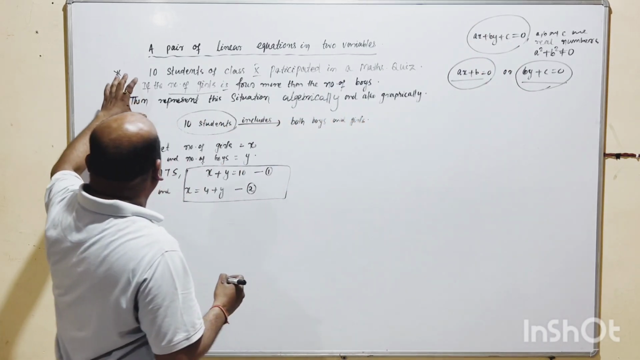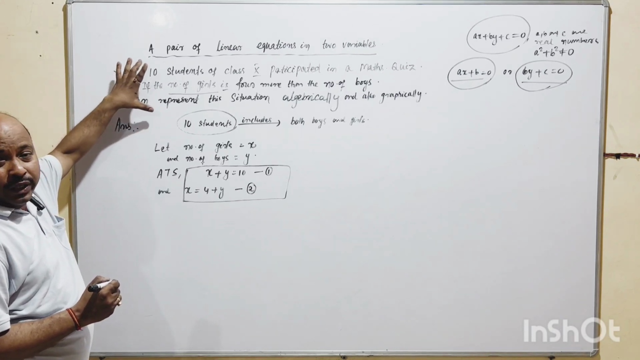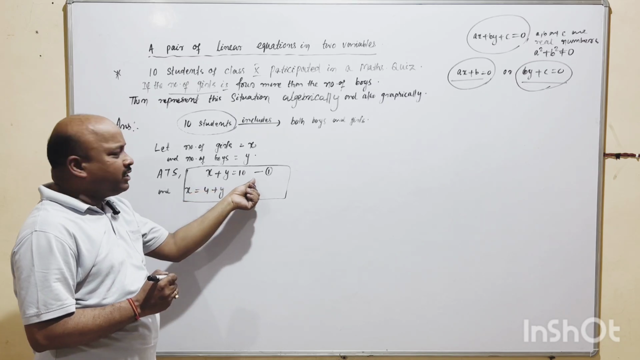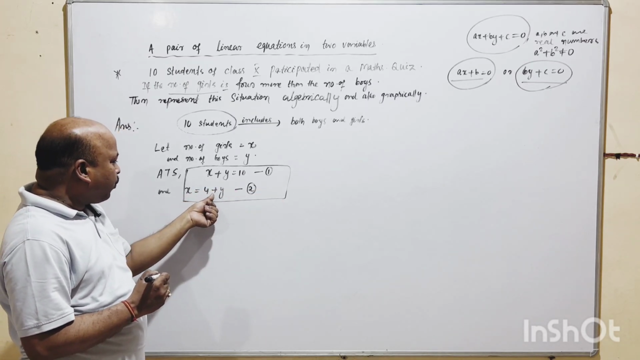But in the beginning we started with a situation, and from the situation we got two equations. One is x plus y is equal to 10, equation 1. Another is x equal to 4 plus y.